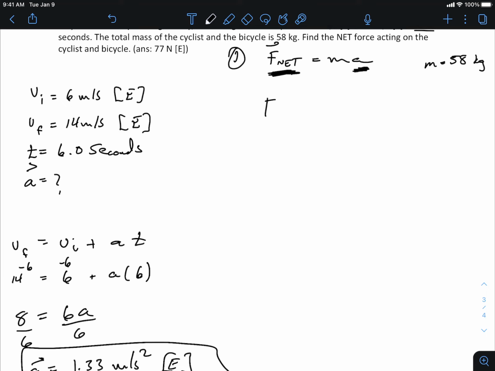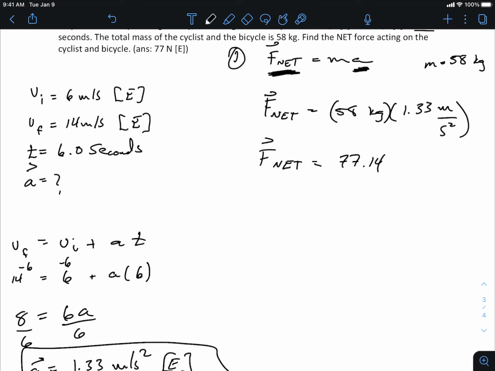All right, and so we say F net is equal to the 58 kilograms. Oh, this is a good opportunity. I'm going to write the units in here just for everybody. 58 kilograms times 1.3 meters per second squared. So when we do the math on that, 58 times 1.33, 77.14.